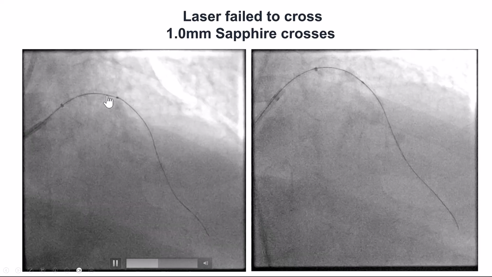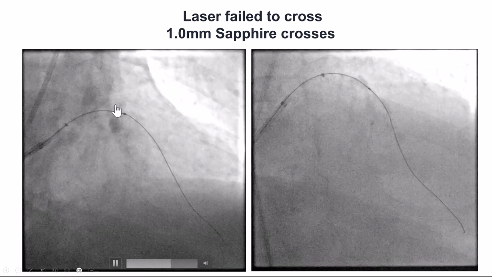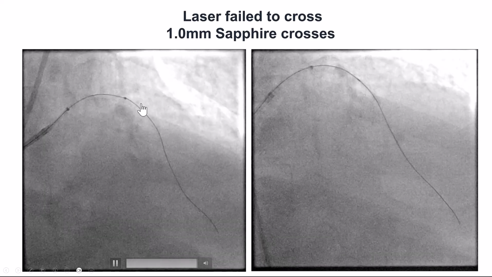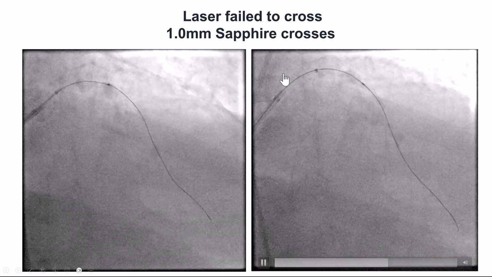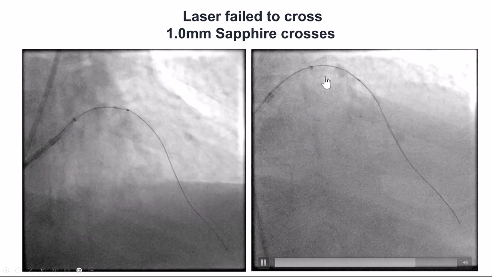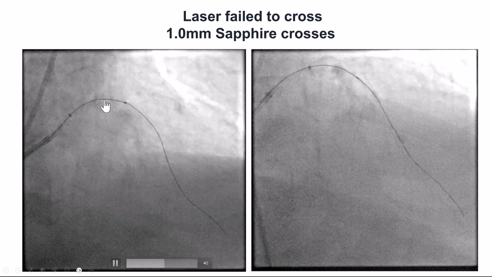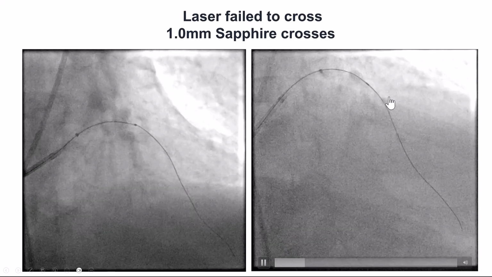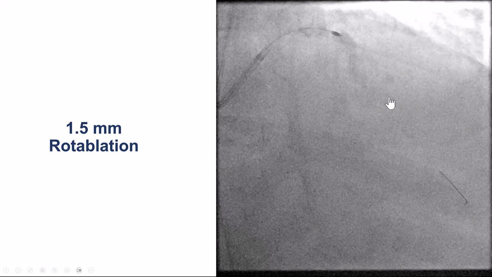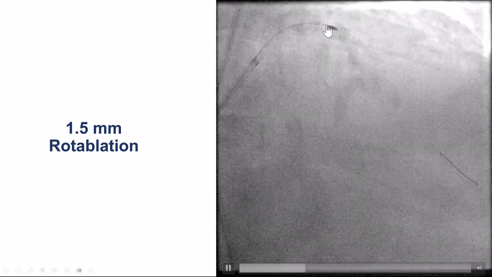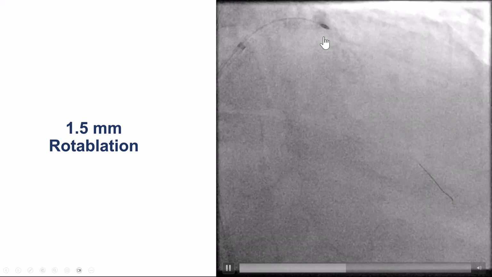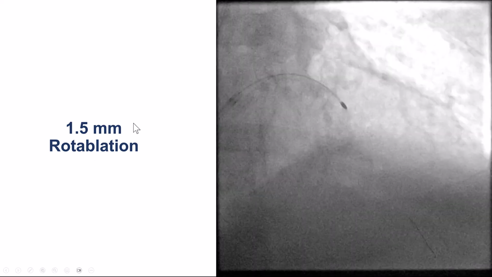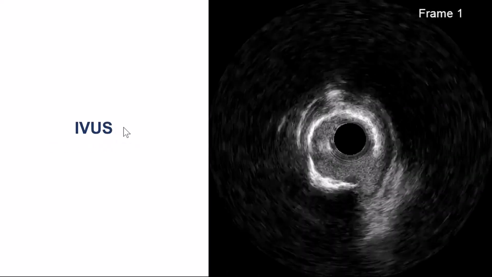and the interesting thing with the laser is that sometimes it may not cross itself because it is a fairly bulky device, but it may modify the proximal cap enough that subsequently a balloon will cross, and that's exactly what happened here. The laser itself did not cross, but then the 1.0 millimeter Sapphire did cross through the mid-LAD. We knew it was going to be problematic, so we exchanged after we delivered the microcatheter for a RotaWire and did several passes with a 1.5 millimeter burr.